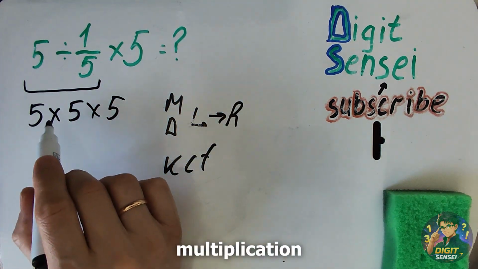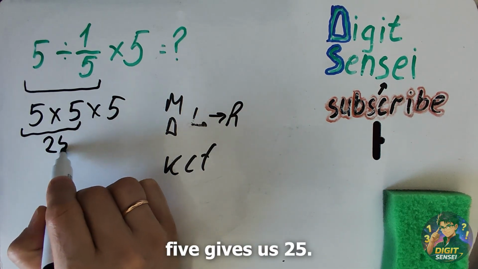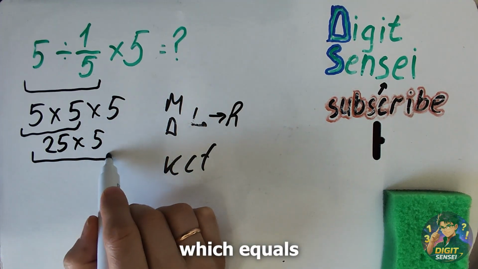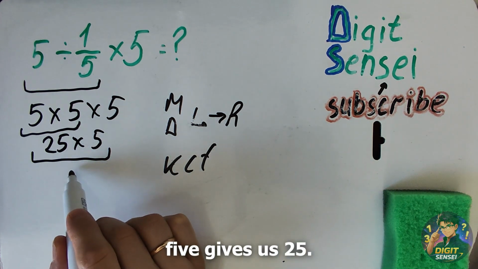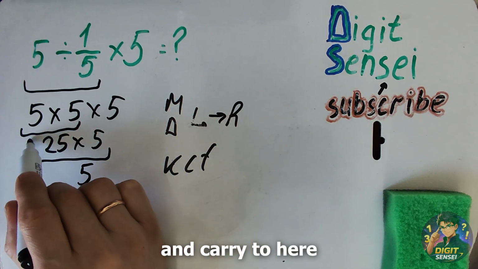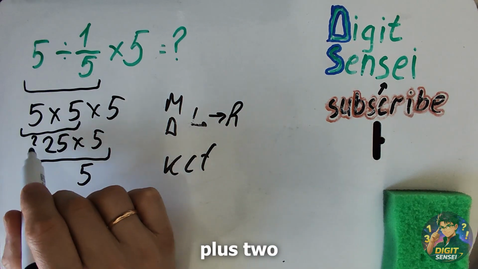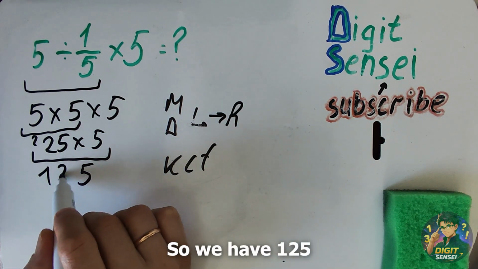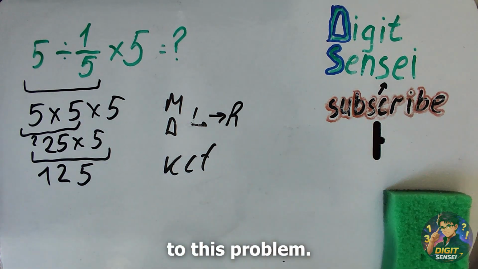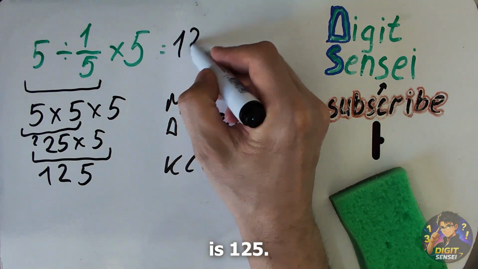Now we do this multiplication. 5 times 5 gives us 25. So 25 times 5. 5 times 5 gives us 25, so we write 5 here and carry 2 here. 5 times 2 equals 10, and 10 plus 2 gives us 12. So we have 125, and this is our final answer to this problem. The correct answer is 125.